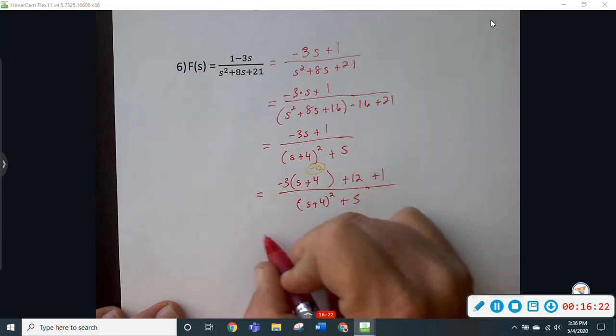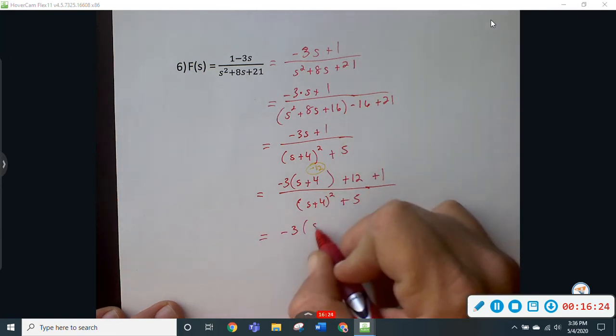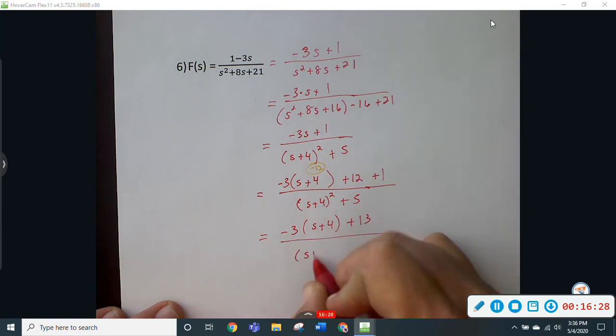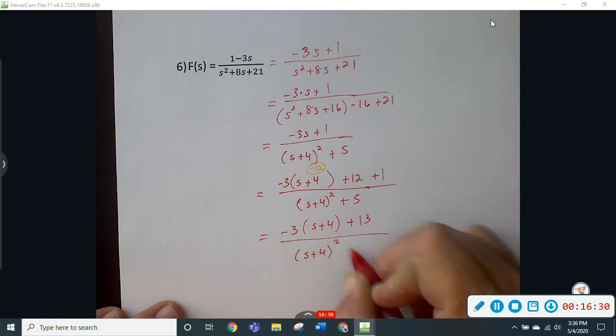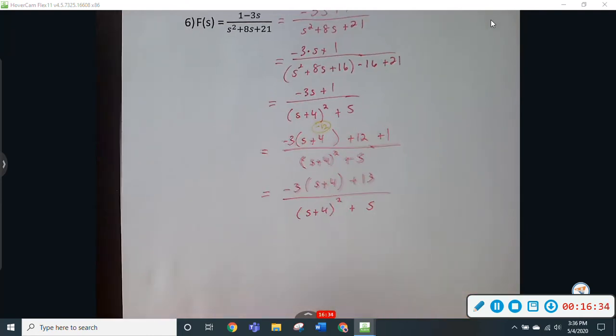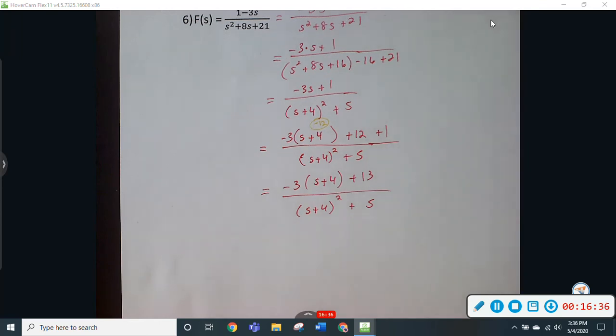All right, so let's rewrite this. Negative 3, s plus 4, plus 13, s plus 4 squared, plus 5. All right, so we're just rewriting this original Laplace transform. Haven't changed much yet. I'm just getting into a format that would blend with something on the table since nothing was there. All right, so now it's kind of like the last problem.